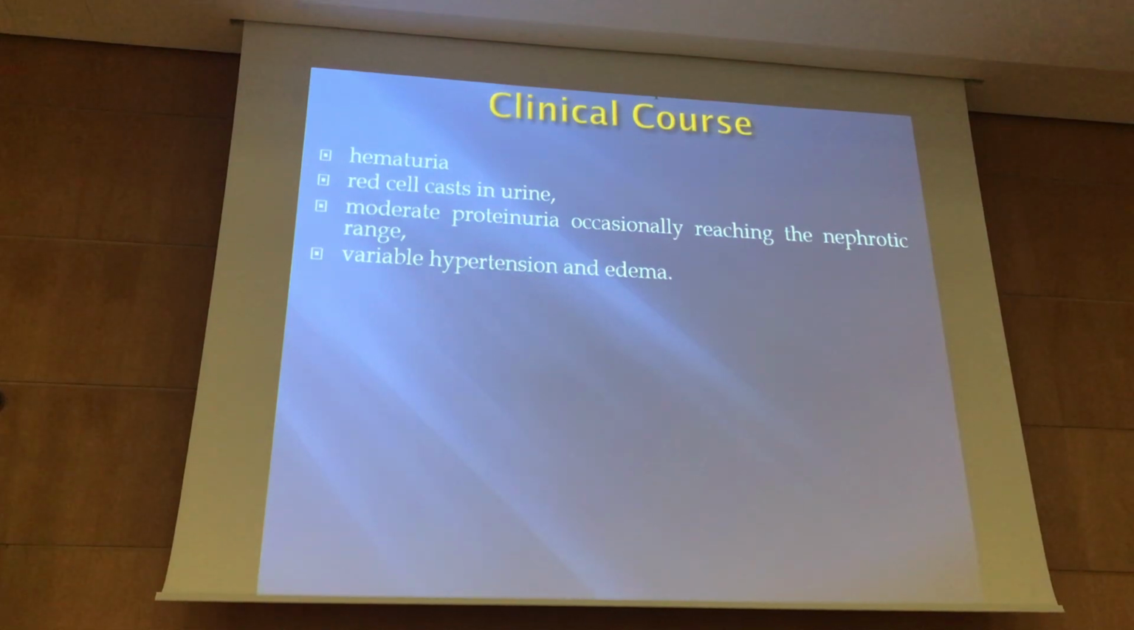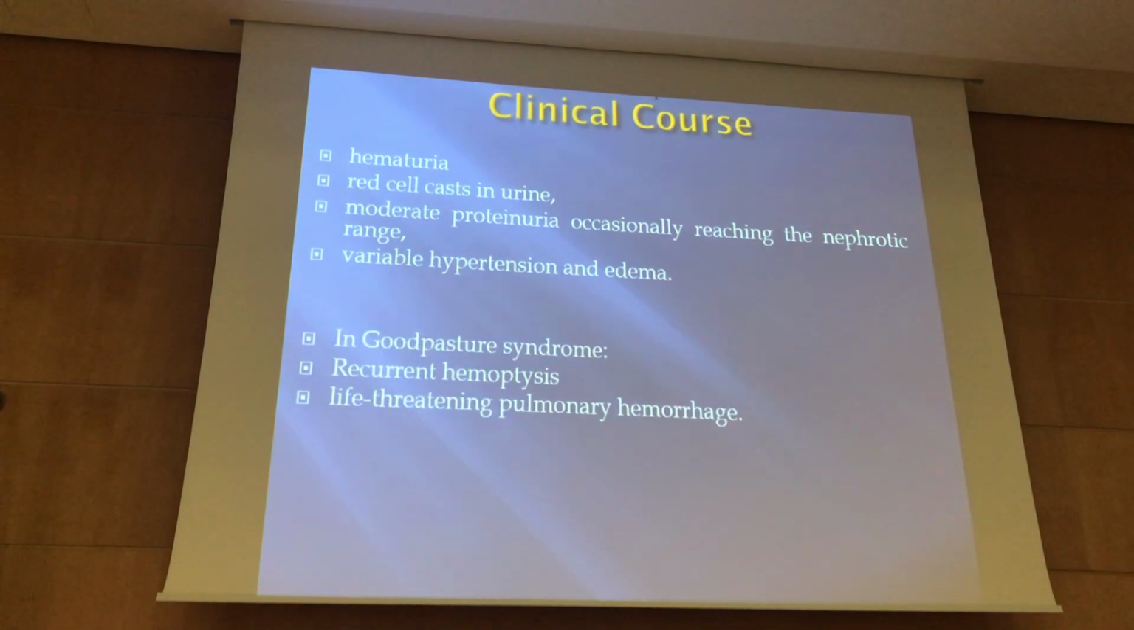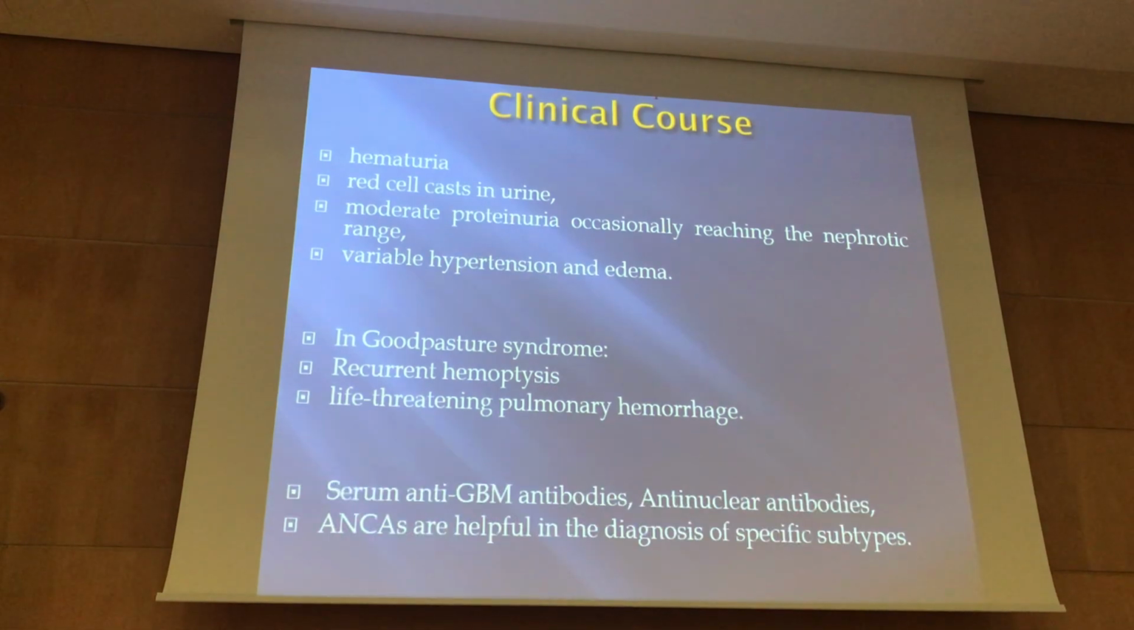So clinically, what do these patients have? They have heavy hematuria, red cell casts in the urine, moderate proteinuria, occasionally reaching the nephrotic range, and variable amounts of hypertension and edema. In Goodpasture syndrome, the patient has recurrent hemoptysis. Hemoptysis means coughing up blood, and life-threatening pulmonary hemorrhage because of that. The whole alveoli become antigenic and antibodies have struck them.